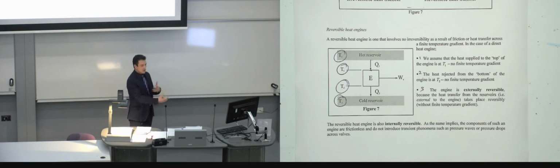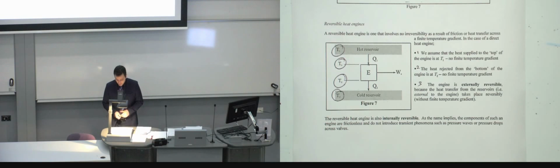And the third assumption is that the engine itself is externally reversible. Why? Because the heat transfer which we've seen here from the reservoirs is essentially perfect. So that there are no losses, and therefore the heat engine and all the external components to the engine are reversible. Which means there's not going to be any finite temperature gradient in our heat engine. So these are the three assumptions for a reversible heat engine.